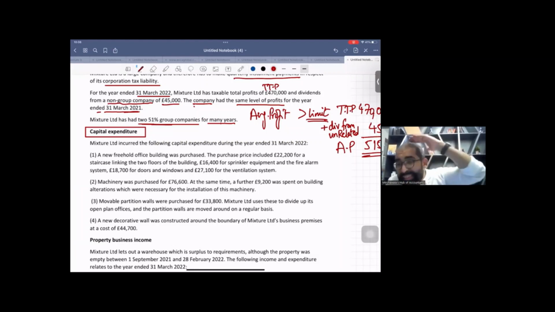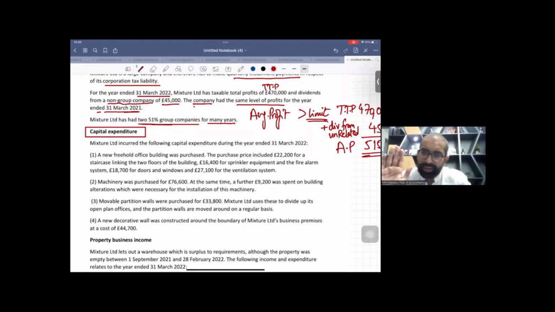In the buildings, there are ceilings, false ceilings, right? So there are many things in the building. So now, to cut the story short, what things inside this building will be treated as plant and machinery for capital allowance purposes?